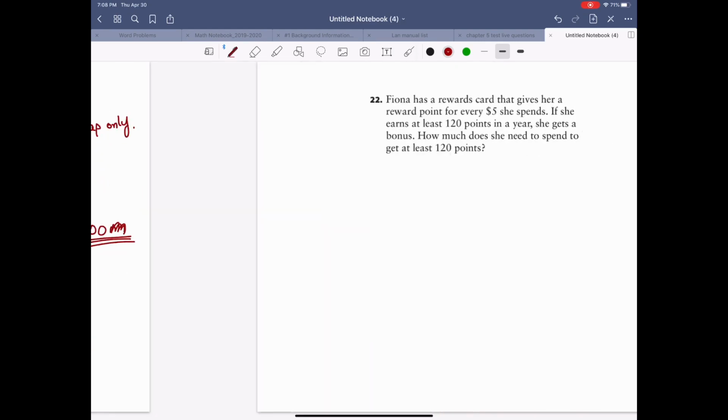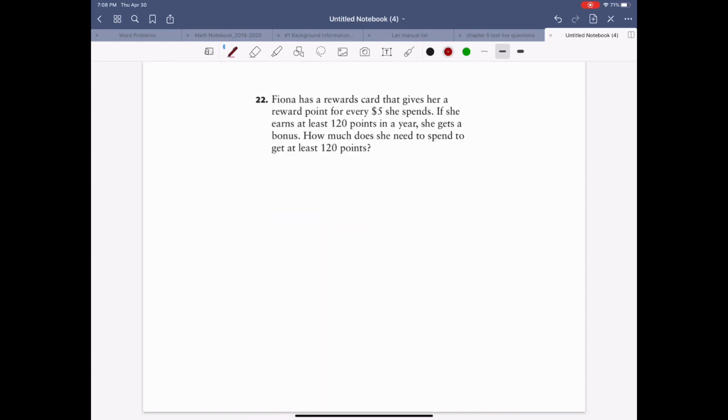So this one here, Fiona has a reward card that gives her a reward point for every $5 she spent. If she earns at least 120 points a year, at least means bigger or equal to 120, she gets a bonus. How much does she need to spend to get at least that many points?